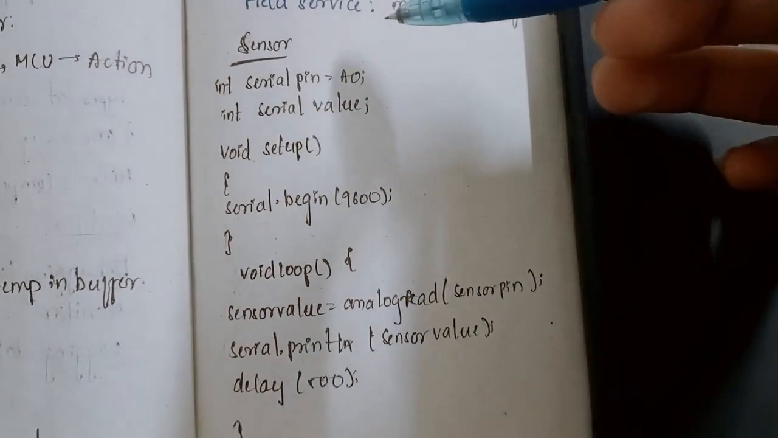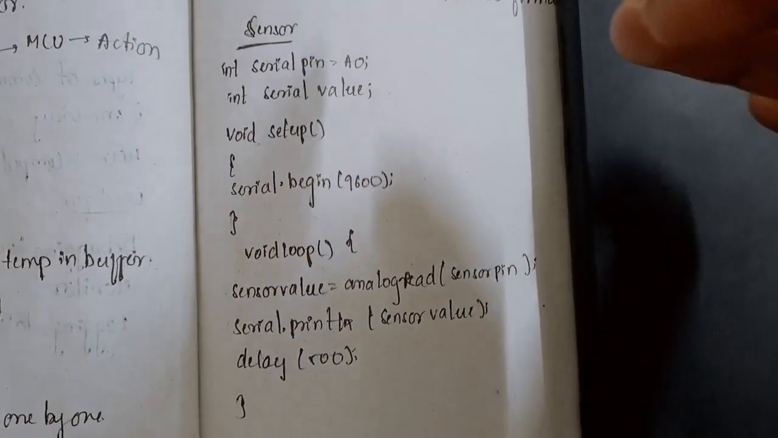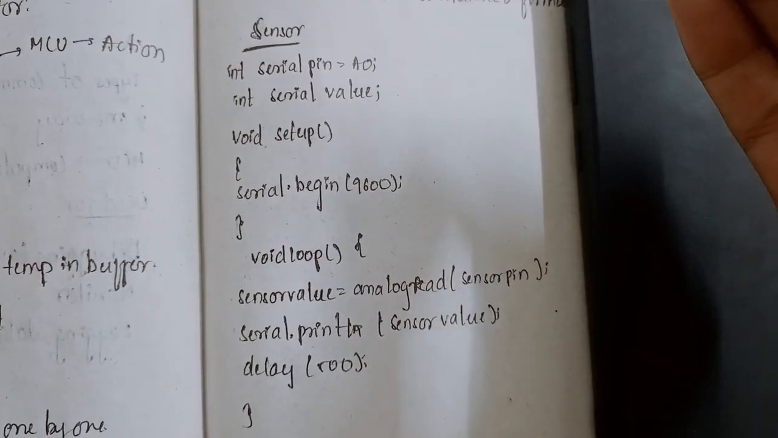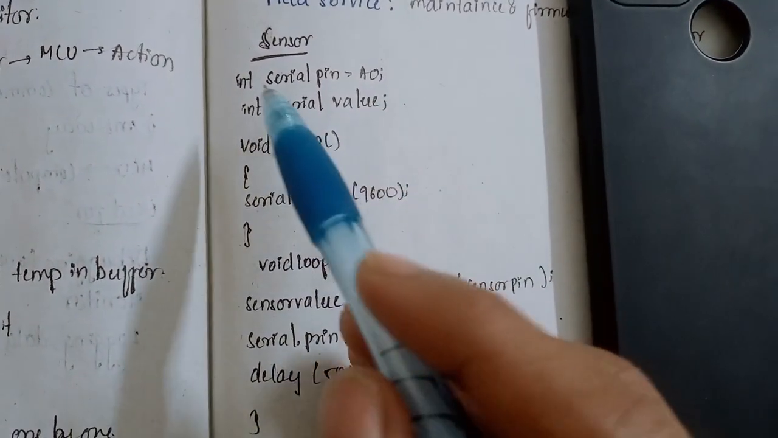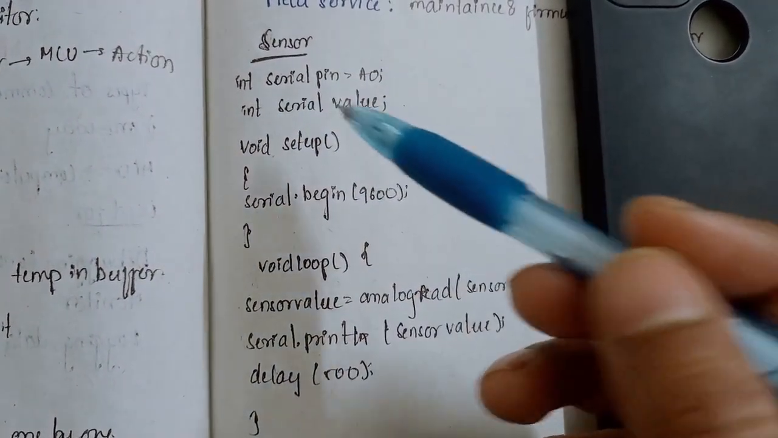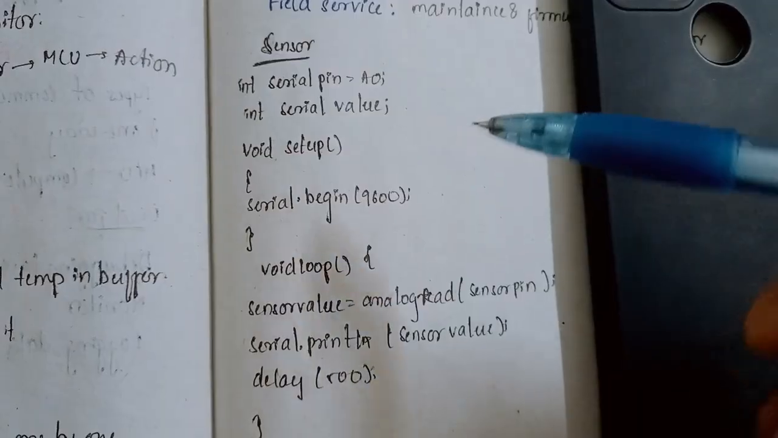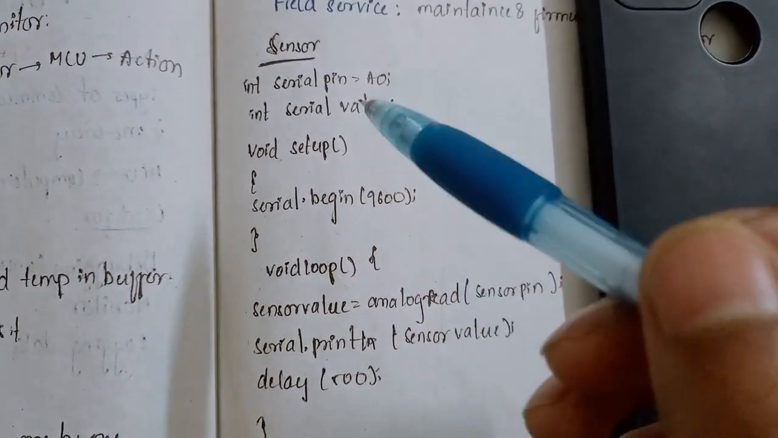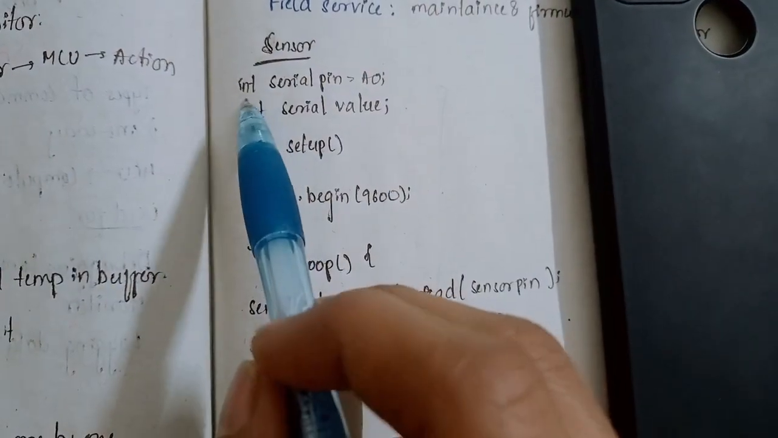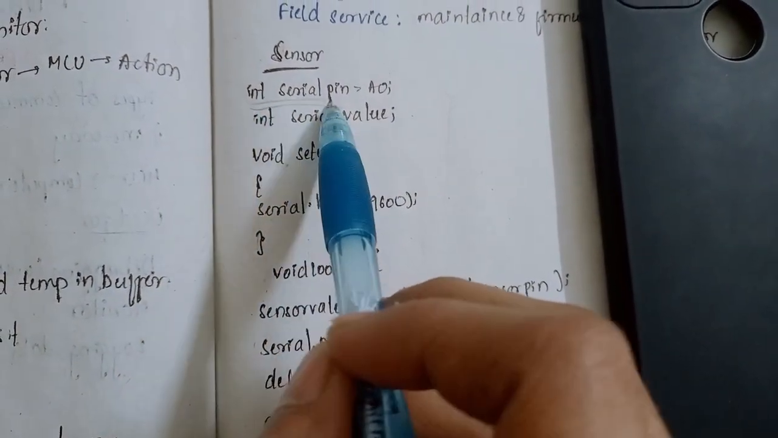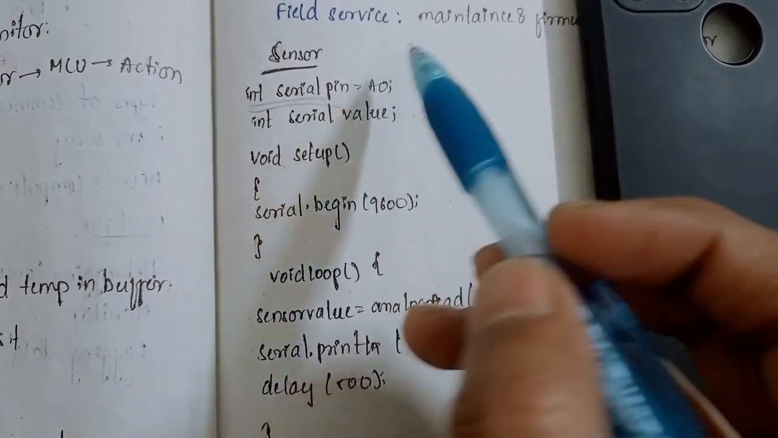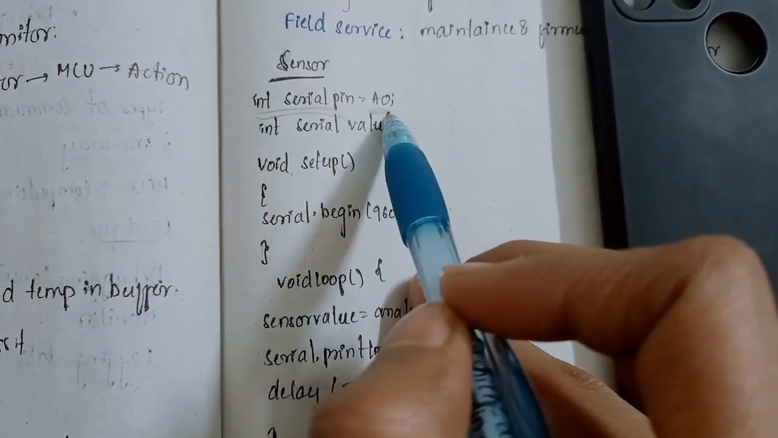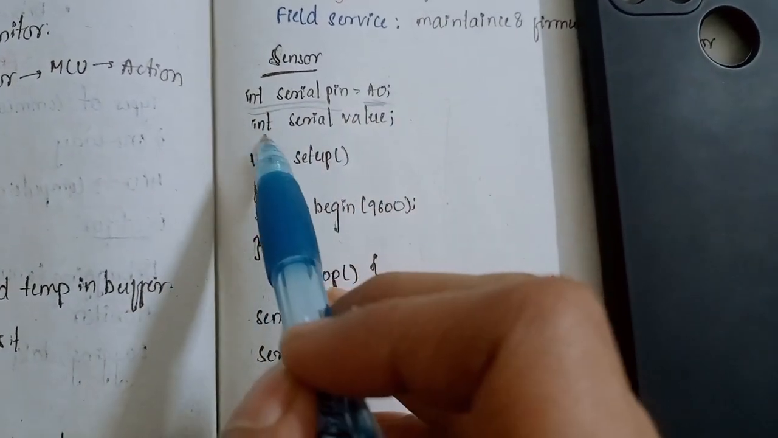So I have written the Arduino code for detecting the sensor values. I have written the code to explain it clearly line by line. For the sensor pin, we are going to connect the sensor to the A0 analog pin of the Arduino Uno.